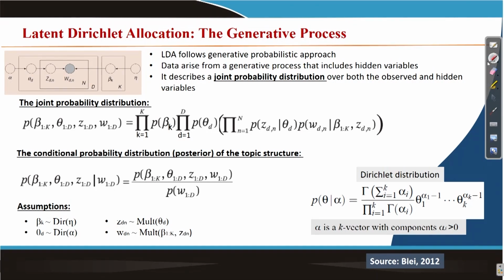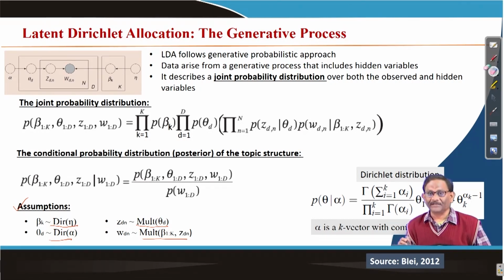In addition, LDA, the latent Dirichlet allocation, has certain assumptions. One is, you have already seen the beta k, and I said the topics are also generated, and that generating distribution is the Dirichlet distribution, with eta as the parameter. Similarly, theta d is also Dirichlet, and Z_dn is multinomial, and W_dn is also multinomial. So mathematically, statistically or probabilistically, this is the way things are happening.